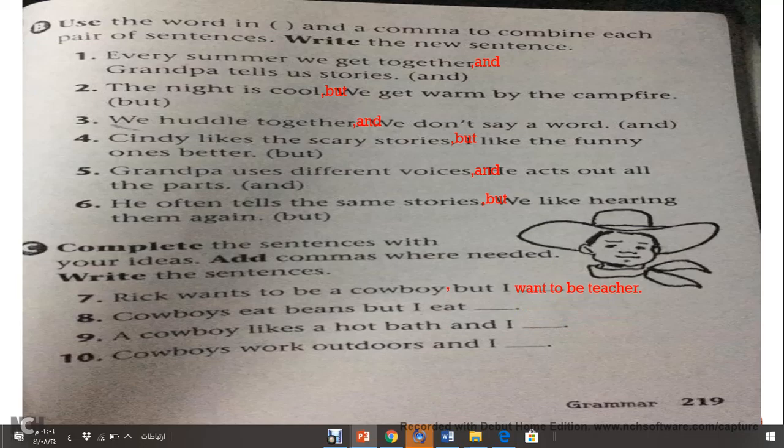Cowboys eat beans, but I eat. First of all, we must use a comma. Then I eat what? Pizza. Cowboy likes a hot bath, and I. You must use the comma before and because here it connects a complete sentence. And I what? I do too. That means I also like a hot bath. Number 10: Cowboys work outdoors, and I what? Like to be outside too.